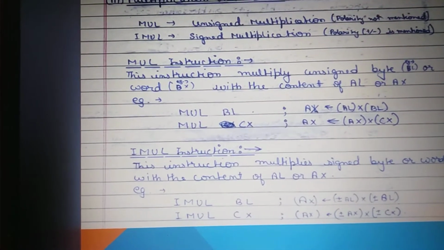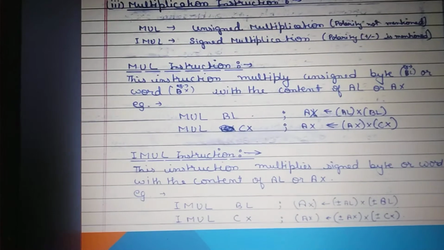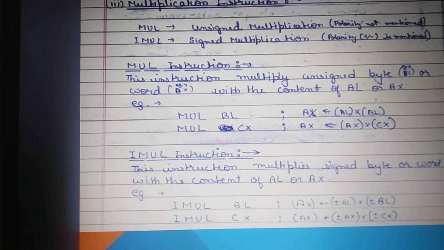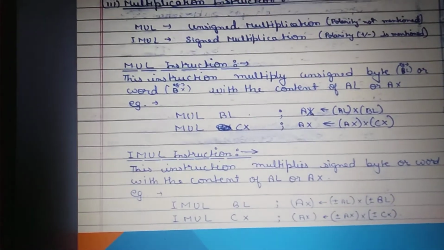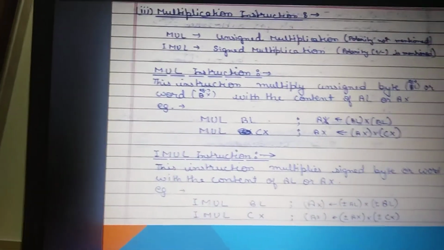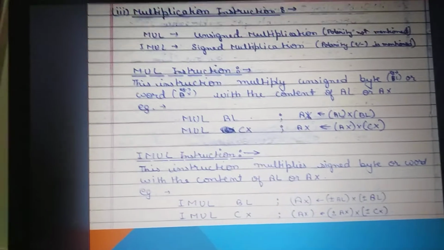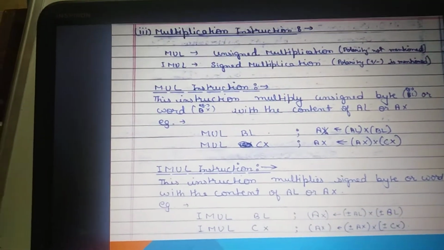So after the execution of MUL BL, the result will be stored in AX register, and it will be multiplication of AL and BL. Similarly, if we perform MUL CX, the content of CX will be multiplied to AX and result will be stored in AX register.